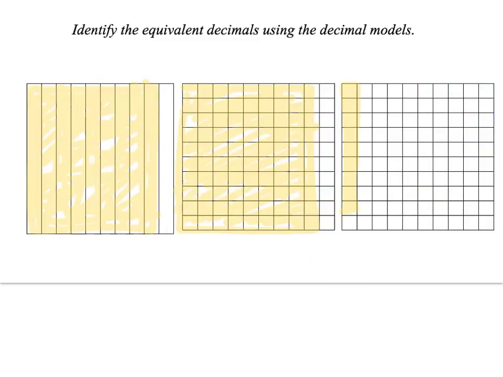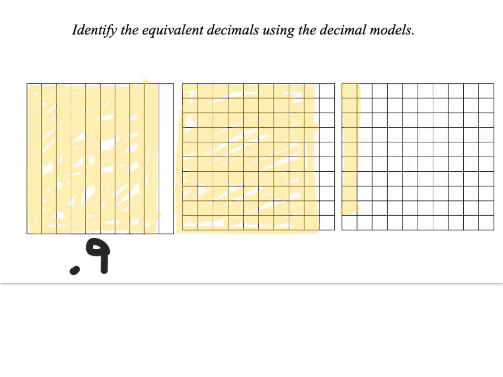Okay, looking at the models, first let's identify what the decimal equivalents are of each model. This first model here has divisions of 10, so we are in tenths. And of those 10 sections, 9 are shaded, so this is 9/10.